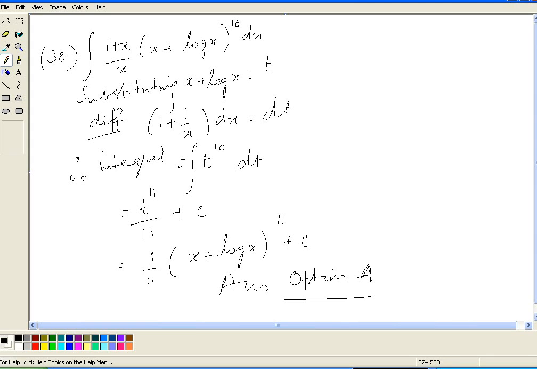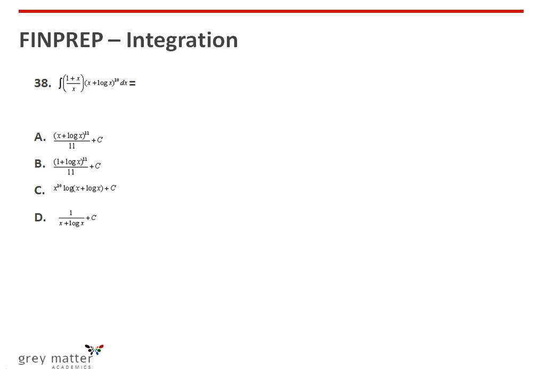Reverting to the original expression, instead of t we replace it with x plus log x. We have 1 by 11 into (x plus log x) whole power 11 plus c. Answer is option A. Going to our PowerPoint presentation, it is option A. It says (x plus log x) whole power 11 divided by 11 plus c.